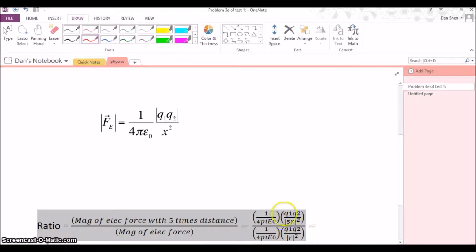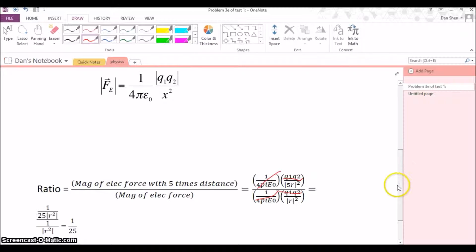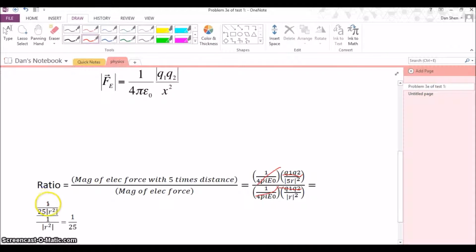then you instantly see that a lot of variables will just start canceling out, such as the 1 over 4 pi epsilon 0 and the q1 q2 in the numerators of each part, until you are ultimately left with 1 over 25 r squared over 1 over r squared. And then you see that the 1 over r squared in each of the numerator and denominator would cancel out as well to get a ratio of 1 over 25.